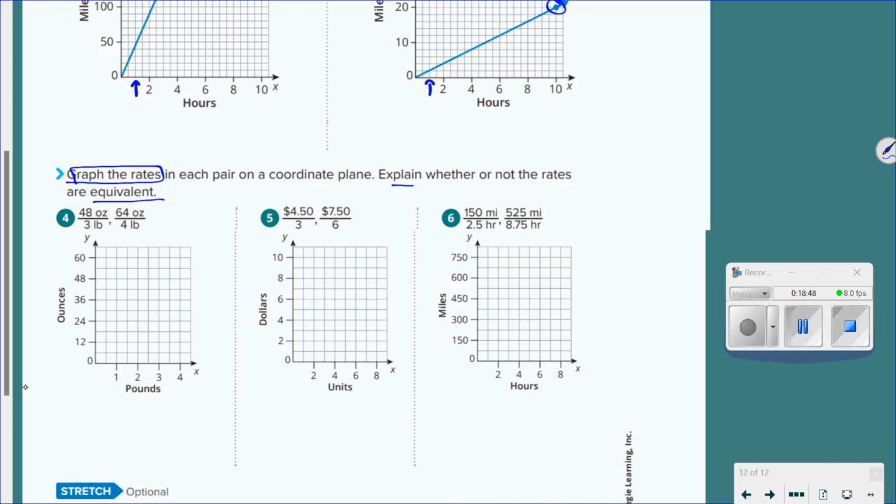Then the last one, graph the rates in each problem on a coordinate plane. Explain whether or not they are equivalent. That was our opening exercise today. How do we know if they're equivalent? They'll go through the origin, but more importantly on this one, if they're equivalent, it's going to be the same line. So plot the points that they've given you, draw them through the origin. If it's the same line, that means that they are equivalent. Questions on what you need to do on this?